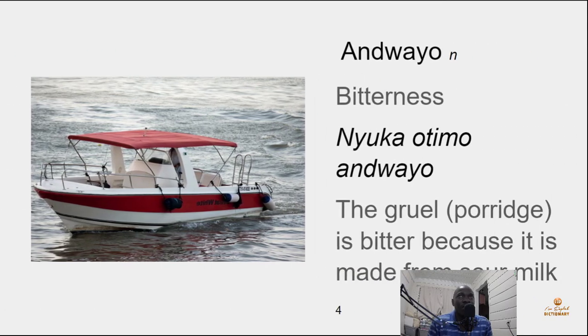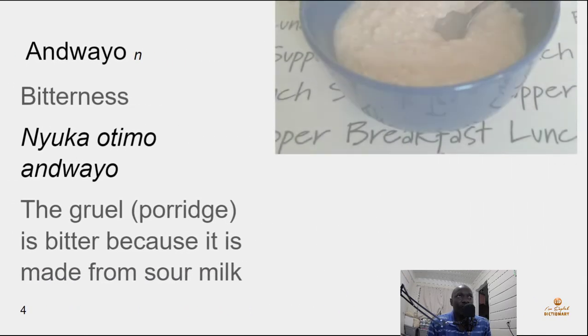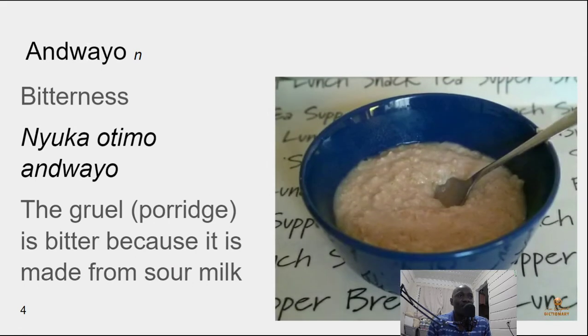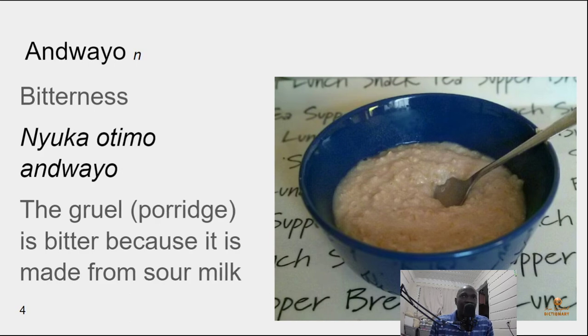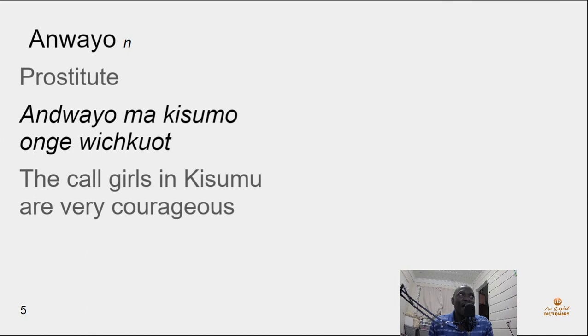Our fourth word is andwayo. Andwayo is a form of bitterness caused by sour milk. So, in a sentence you can say, nyuka otimo andwayo. That means the porridge or the gruel is bitter tasting because of the sour milk that has been used to make it.